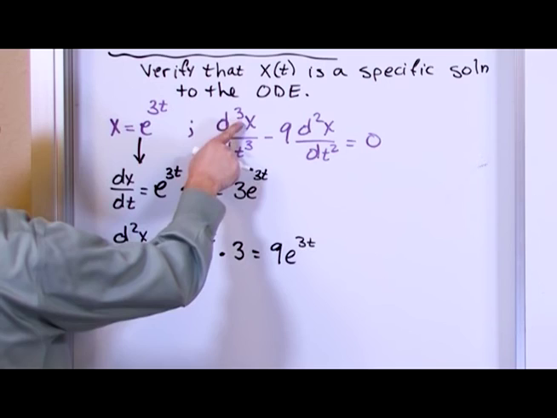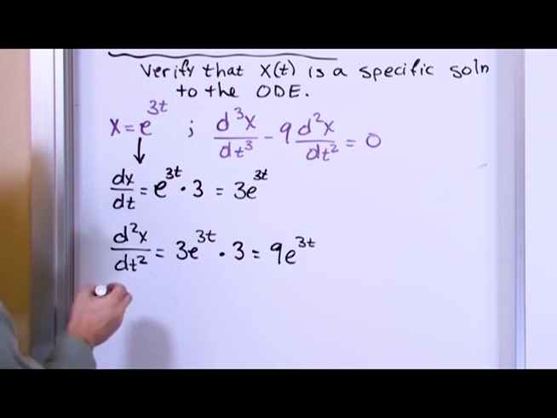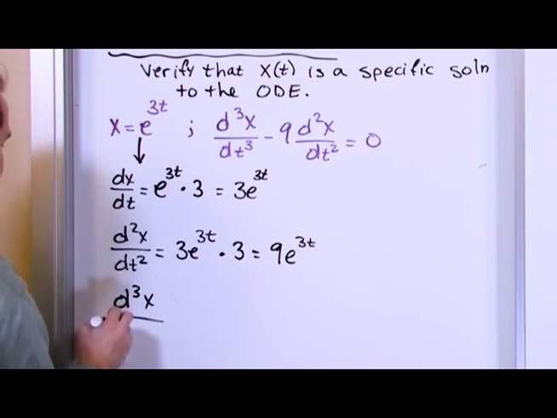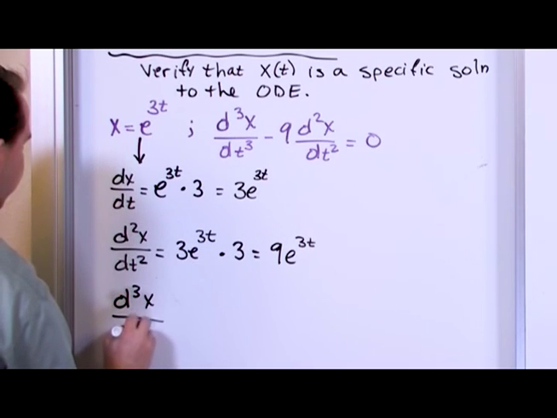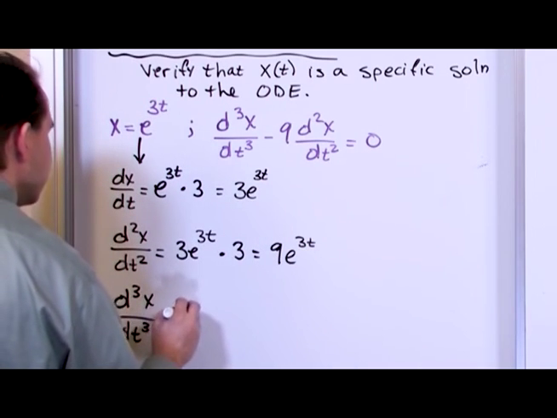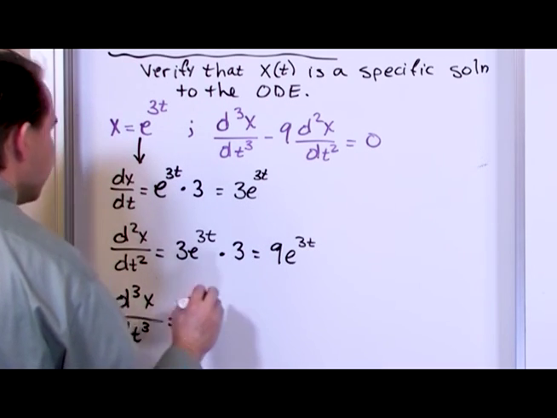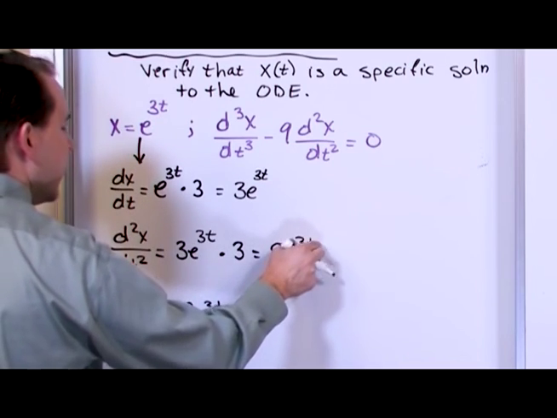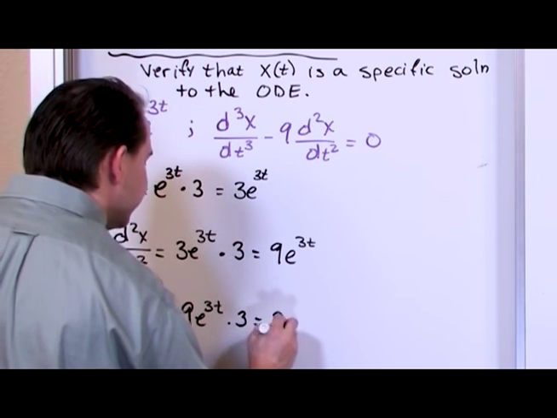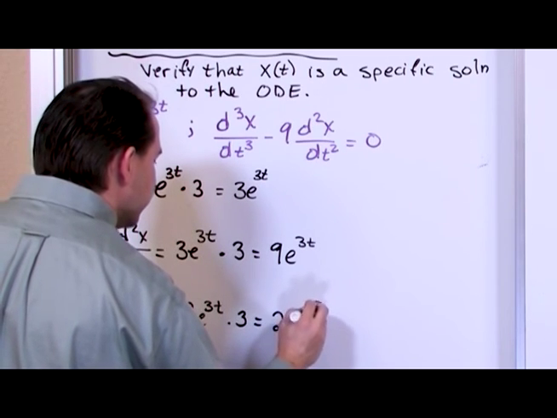And we need to go up to the third derivative because our equation has 3 derivatives in it, so we'll take one more derivative. The third derivative with respect to time is equal to, and we'll take the derivative of this again. So we have 9e to the 3t, same as before, but we're multiplying by the derivative of the exponent, which is just 3. And so we'll get 27e to the 3t.